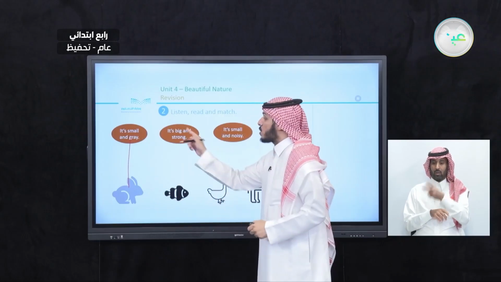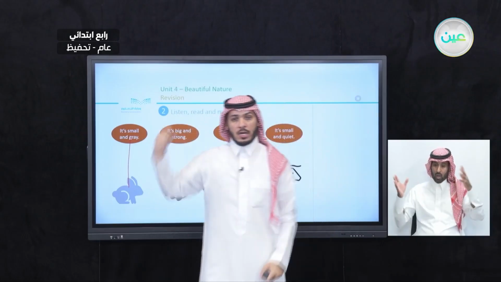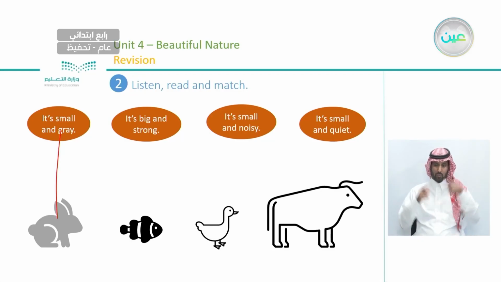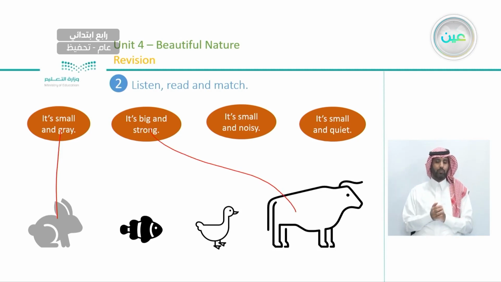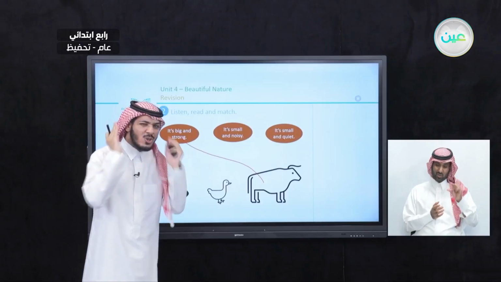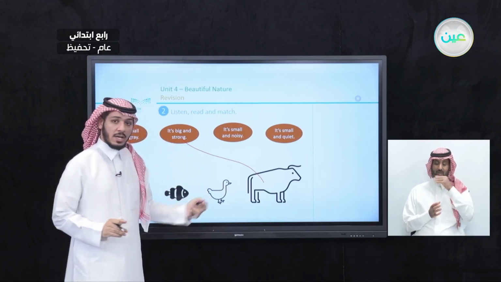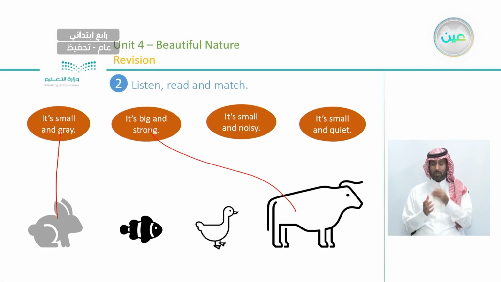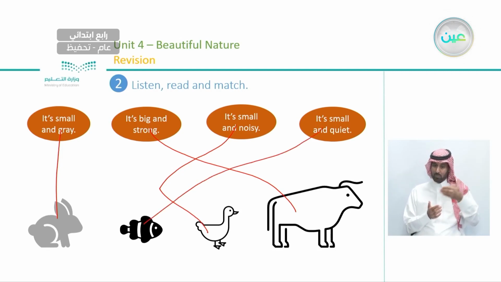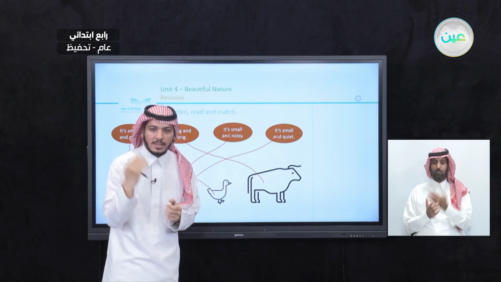It's big and strong. Where is it? Yes, it's there. Excellent. So this is the bull. It's small and noisy. Is it the fish or the duck? Excellent. It's the duck here. So the last one is small and quiet. Excellent.